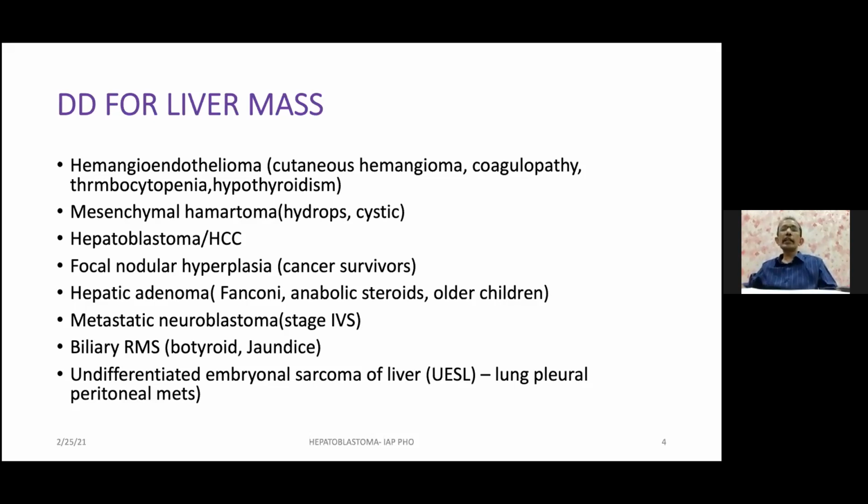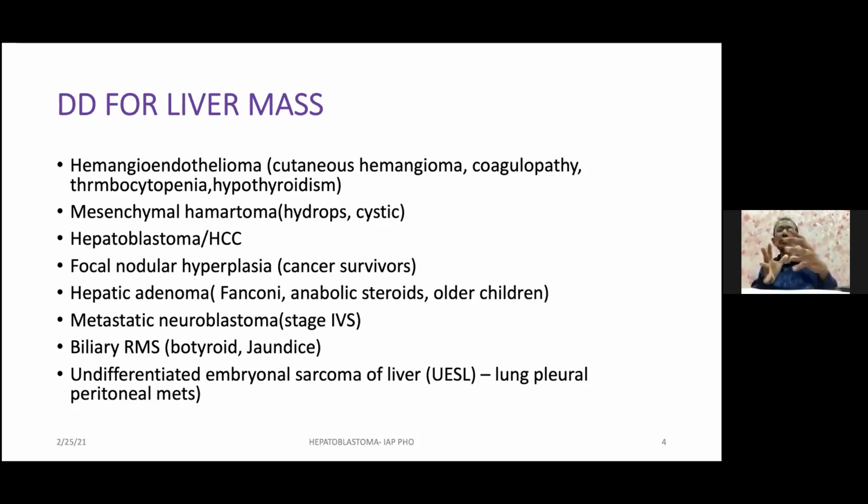But if there is a cutaneous hemangioma with coagulopathy, with thrombocytopenia, with hypothyroidism in a young child less than 6 months with CCF, that is not mentioned here, then your thinking will go to hemangioendothelioma. So you can look at the extreme, thrombocytopenia, thrombocytosis. If there is a newborn born with hydrops and there is a mass which is cystic, young age, mesenchymal hamartoma. And then one point, if you understand about focal nodular hyperplasia, in cancer survivors, it is common. That's only one point. There are many points.